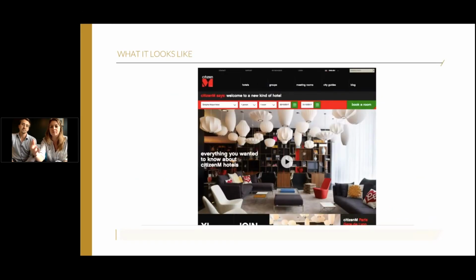These are some of the websites that people at Triptease have told us that they like using the most. This one here is Citizen M. People talked about liking the fact that the visuals are front and center, but it's also really clear. You can see that red bar at the top where you have to book. There's no complication around that.